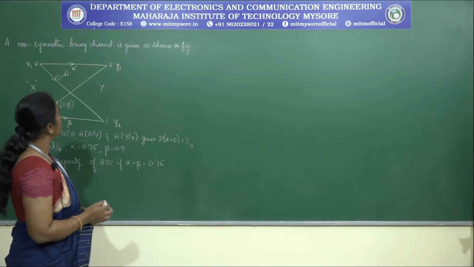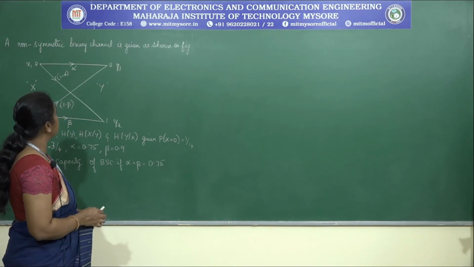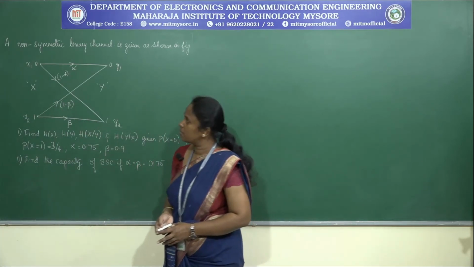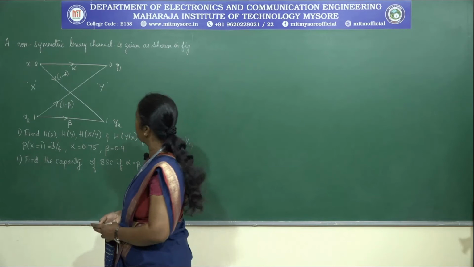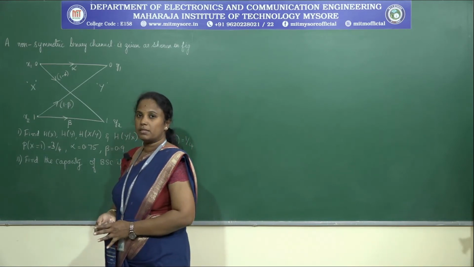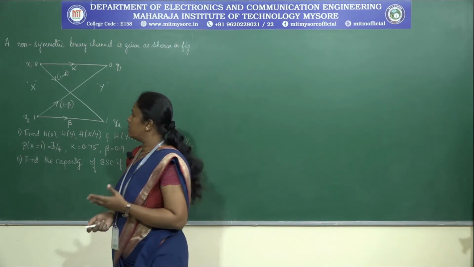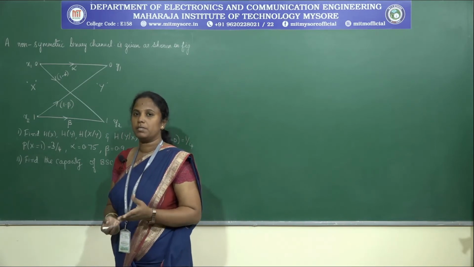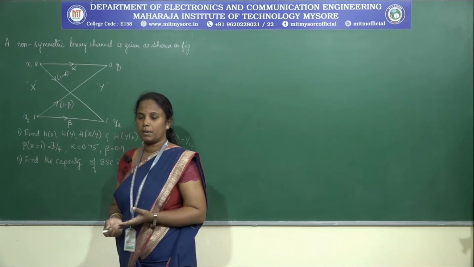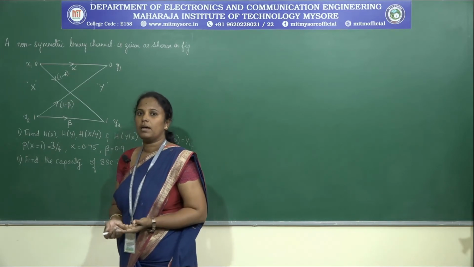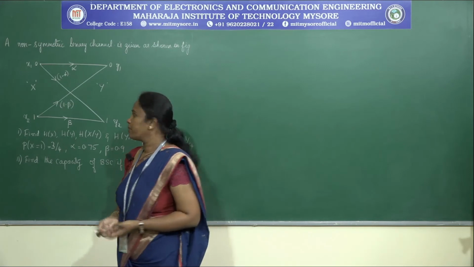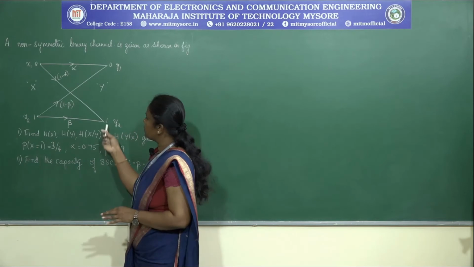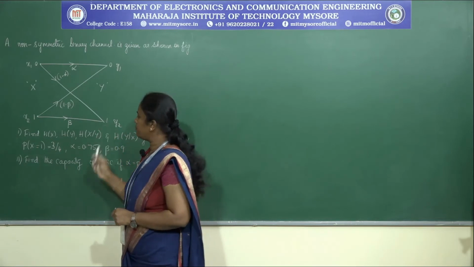So we have a problem with respect to your binary symmetric channel here. The channel which is given is a non-symmetric binary channel. Non-symmetric in the sense it is not satisfying the condition of a binary symmetric channel. That means if the mutual information and the channel capacity are equal, then we say that it is a binary symmetric channel. So here they have given a non-symmetric channel. This is the channel diagram which they have given.